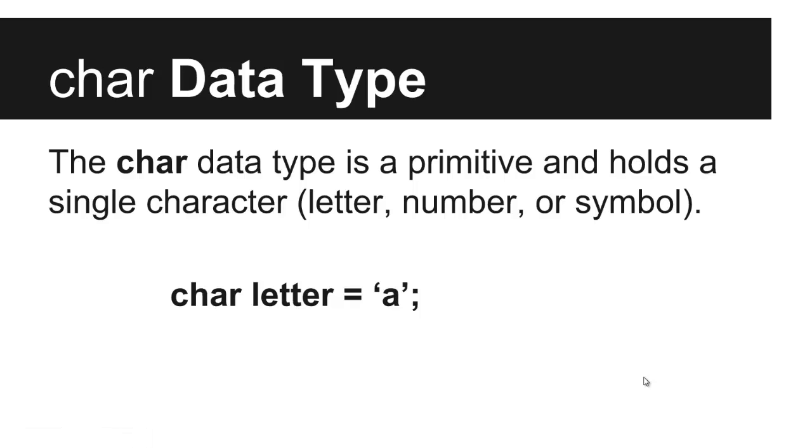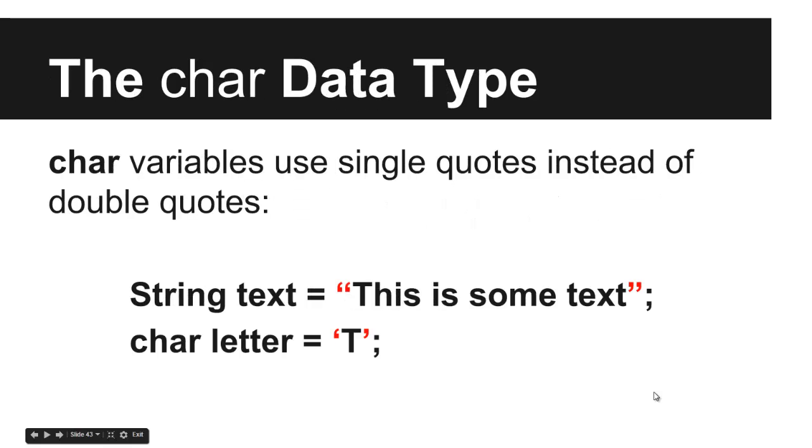So we're going to introduce a new type of primitive here, and this primitive is called the character, which in Java we abbreviate as the char. Okay, so it holds a single character, a single letter, a number, or a symbol, and it holds them between single quotes. Remember, with a string you have double quotes; with a character you have single quotes.